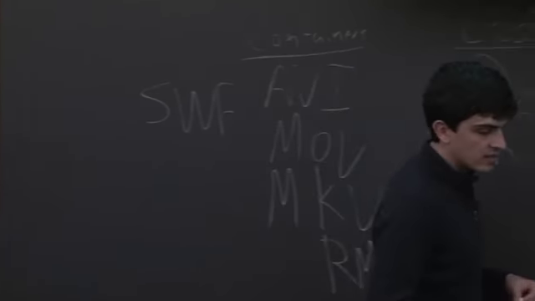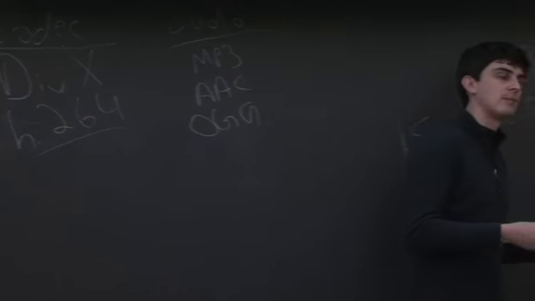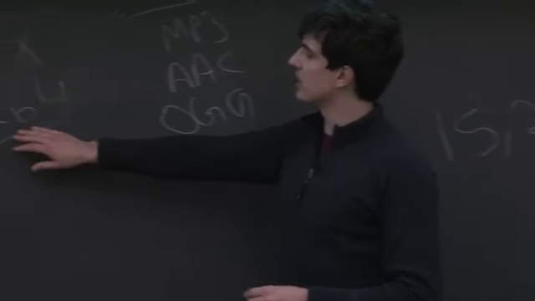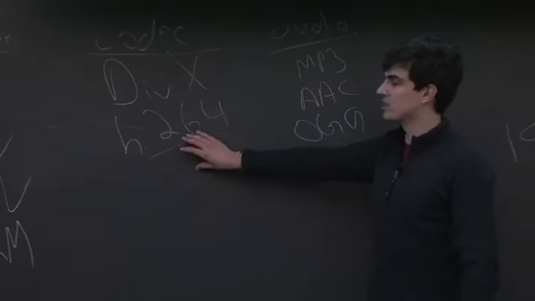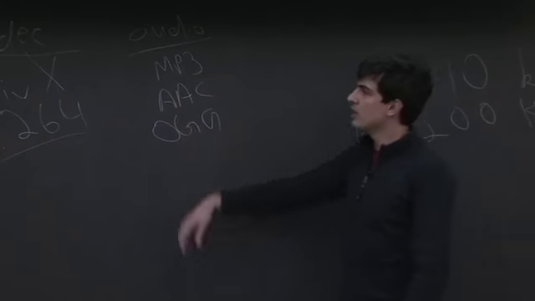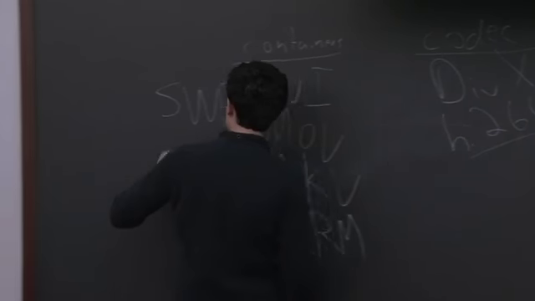Some Flash containers can actually contain H.264. So if you go to YouTube, for example, and you're watching some YouTube videos, chances are you might actually be looking at a video that was encoded with H.264 and probably either MP3 or AAC for the audio, but contained within an SWF container.